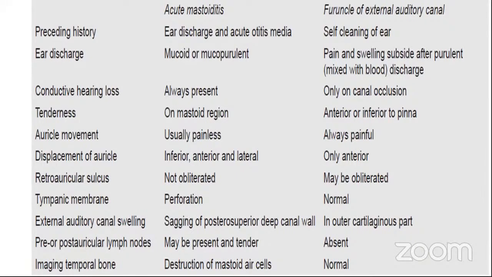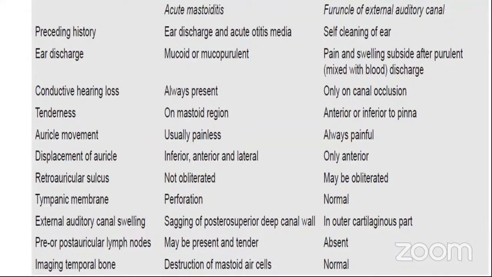Conductive hearing loss is always present with mastoiditis, whereas in furunculosis it is only present on canal occlusion. There will be tenderness on the mastoid region in acute mastoiditis, whereas in furunculosis, the pain can be either anterior or inferior to the ear. And acute mastoiditis is usually painless, only when it becomes very severe will it become painful. Otherwise, it is painless, whereas furunculosis is always painful.